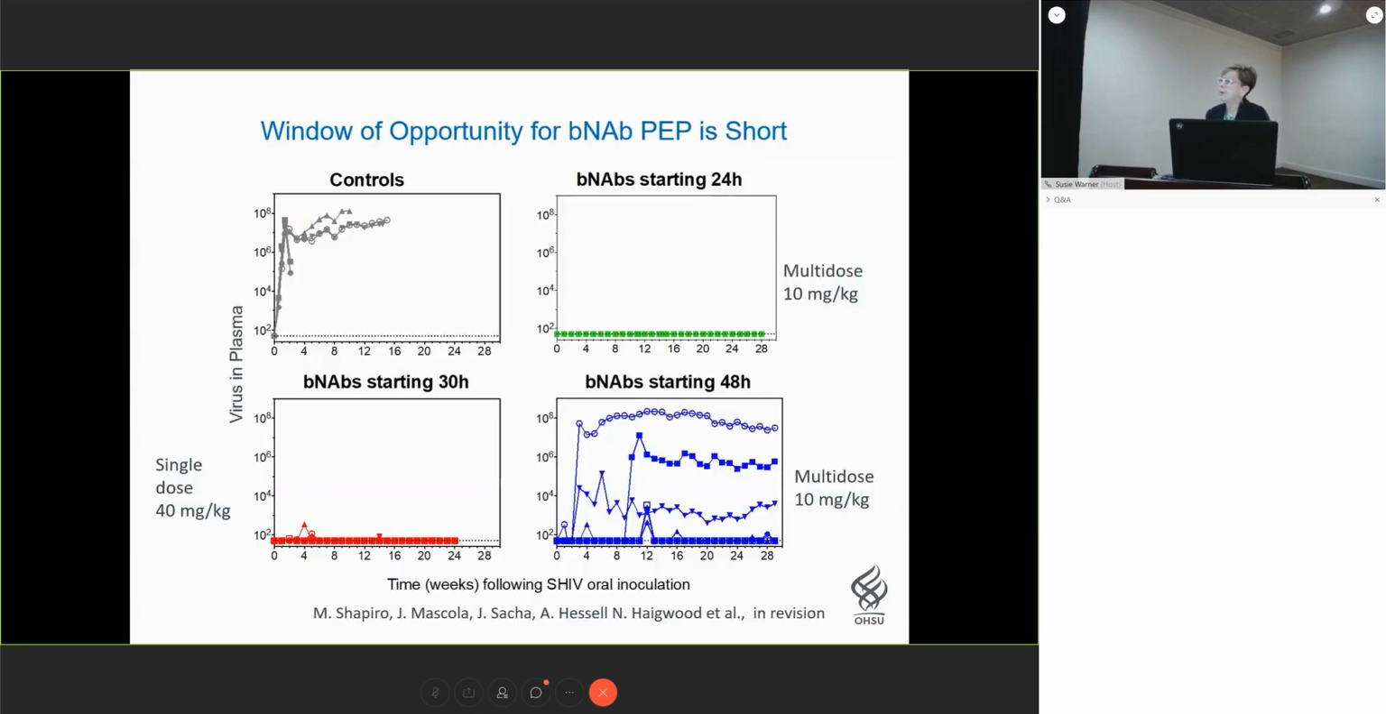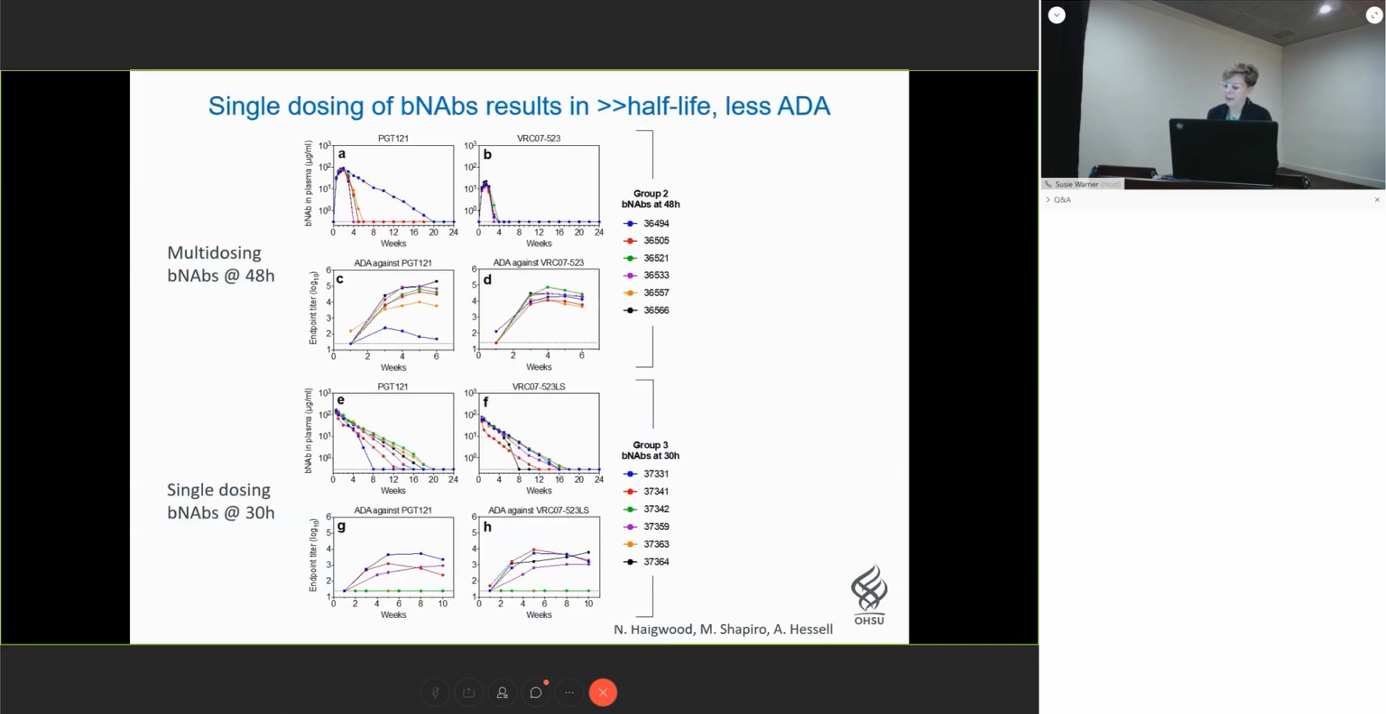We have another study that's in revision right now. This is a comparison of controls versus bNAbs starting at 24 hours that I just showed you, bNAbs that we started at 30 hours using a single high dose, and bNAbs at 48 hours in the multiple dosing that I described to you. The goal here was we thought a single dose might actually be as effective as multiple dosing, and we wanted to see if we could reduce the anti-drug antibody activity.